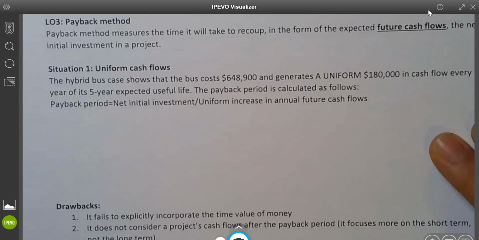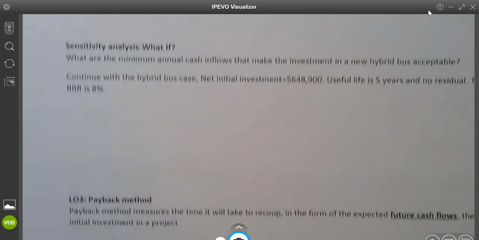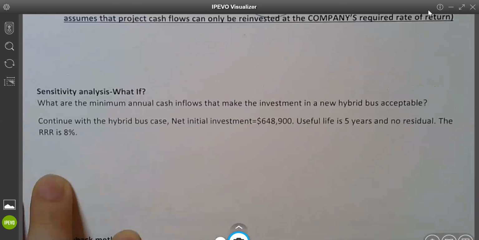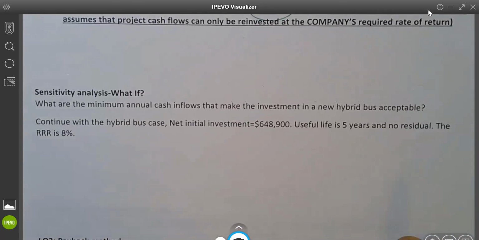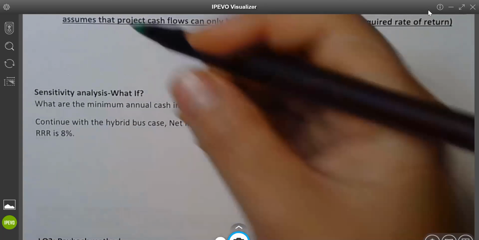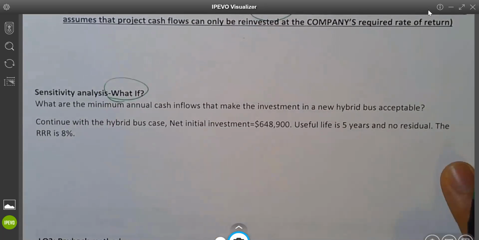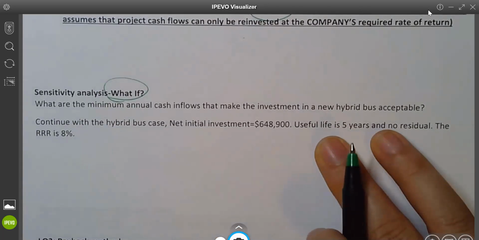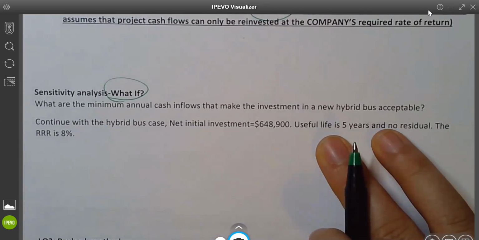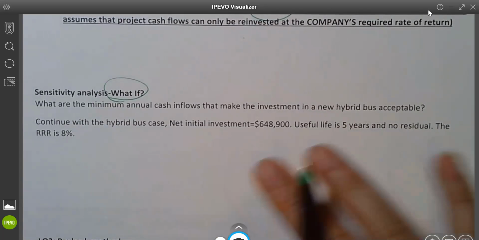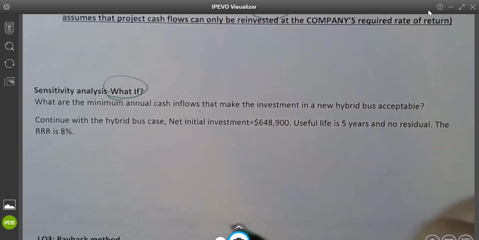I'm on page 6. Oh, I forgot this one. Sorry. We still have a little bit we didn't finish, called sensitivity analysis. It's a what-if: what's the minimum annual cash flow that makes the investment in the new hybrid acceptable? I put this in the assignment. I didn't hear any complaint or question, so I assume you know, but let me point out the importance of this type of question.